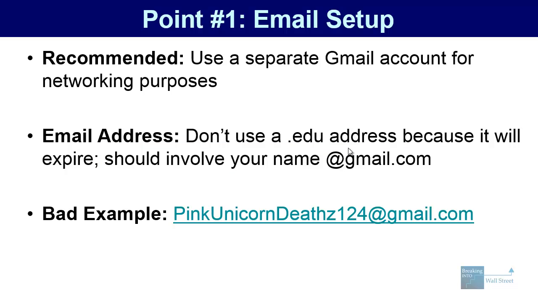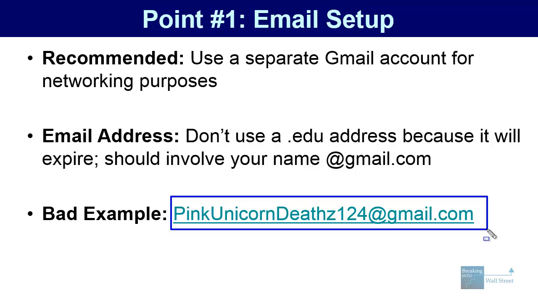Now, a bad example of a Gmail address would be something like pinkunicorndeaths124@gmail.com. This doesn't look professional. It has an animal name in it. It has the color pink in it, and it even has the word deaths spelled incorrectly, along with a number that makes no sense. So do not include animal names, do not include color names, do not include anything else that is not your name or maybe your birth year or some other number that makes some sort of sense.